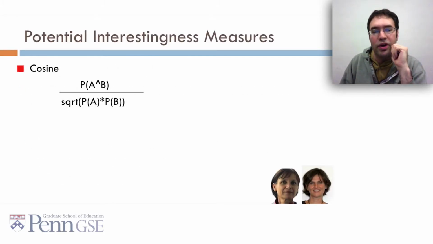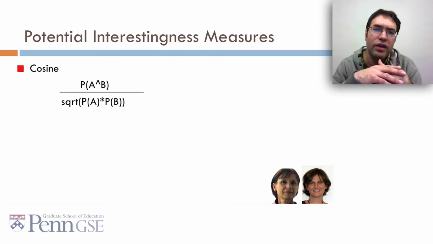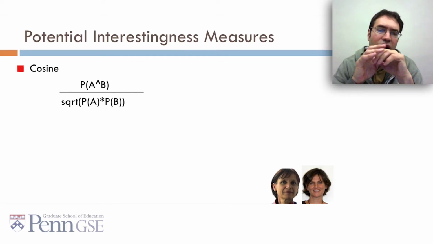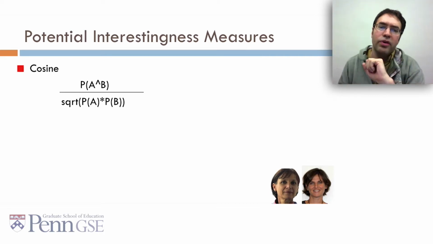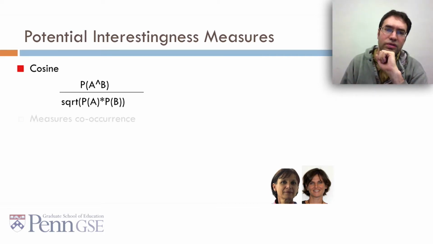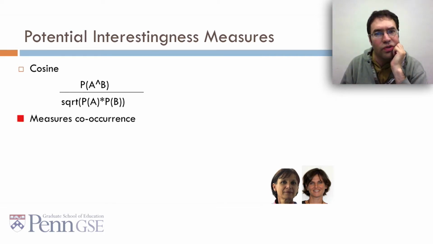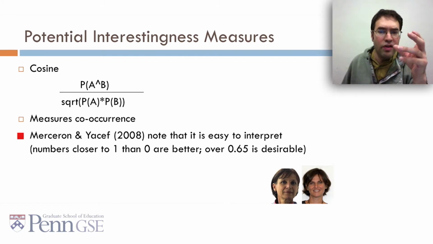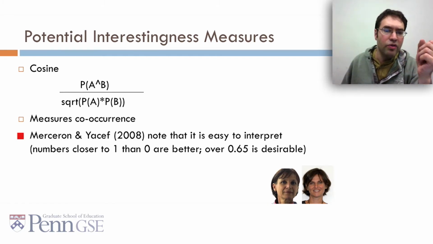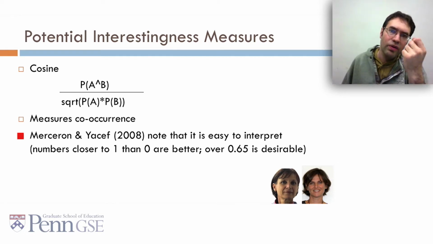So, Merceron and Yosef talk about some potential interestingness measures, and they recommend two for educational data mining, cosine and lift. Cosine is the probability that the if and the then occur together, divided by the square root of those two probabilities multiplied by each other. And this measures co-occurrence. Merceron and Yosef note that it's easy to interpret. Numbers closer to 1 than 0 are better, and they say over 0.65 is generally desirable.